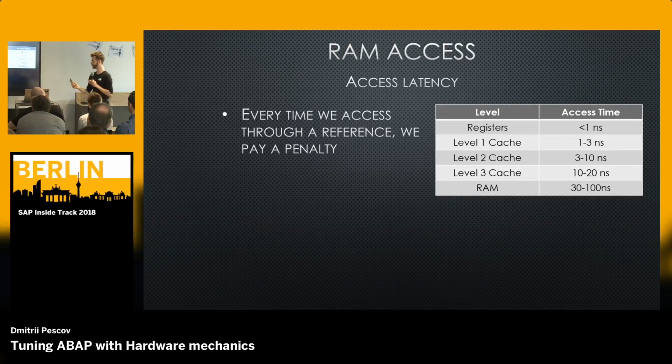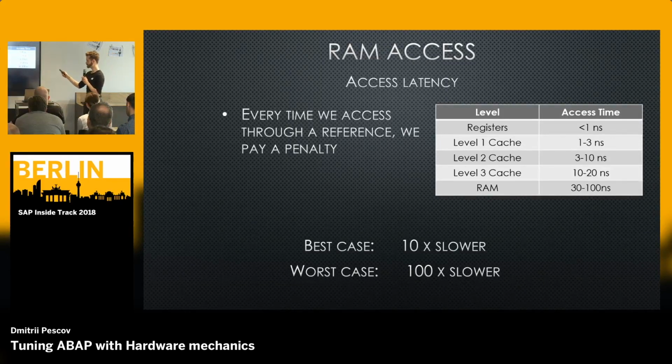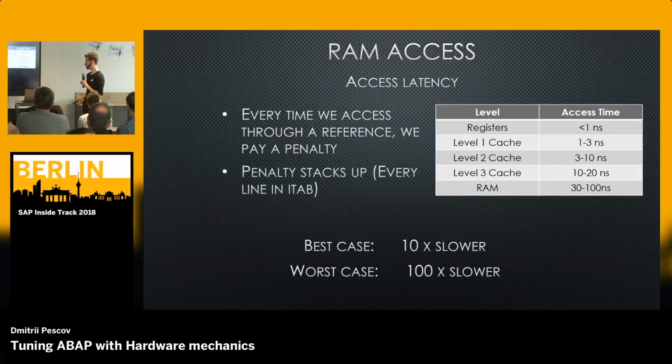Every time we access a reference, we pay some kind of penalty. In the best case, we're just 10 times slower if we compare level 1 cache access to RAM. And in the worst case, it's 100 times slower. Although I have to say, this is not the true worst case, because the worst case is your machine is overloaded to such an extent that you're facing consequences much more severe than this. If you have a gazillion processes operating on one system and it's a main host for 1,000 virtual machines, this can become quite common.